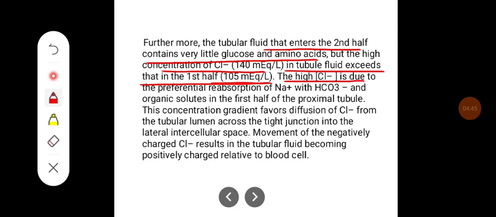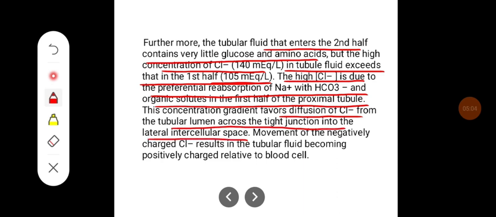The high chloride is due to the preferential reabsorption of sodium with bicarbonate and organic solutes in the first half of the proximal tubule. This concentration gradient favors the diffusion of chloride from the tubular lumen across the tight junction into the lateral intercellular space. Movement of the negatively charged chloride results in the tubular fluid becoming positively charged relative to the blood.